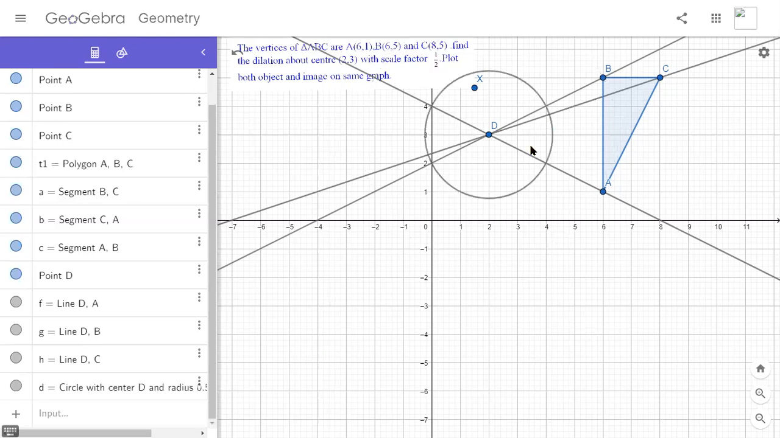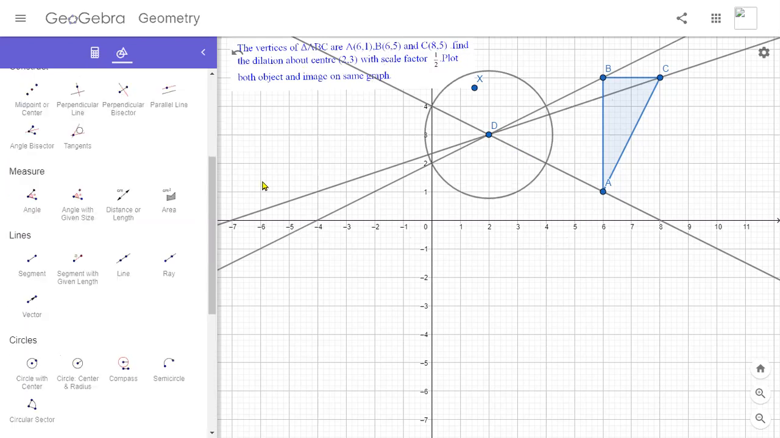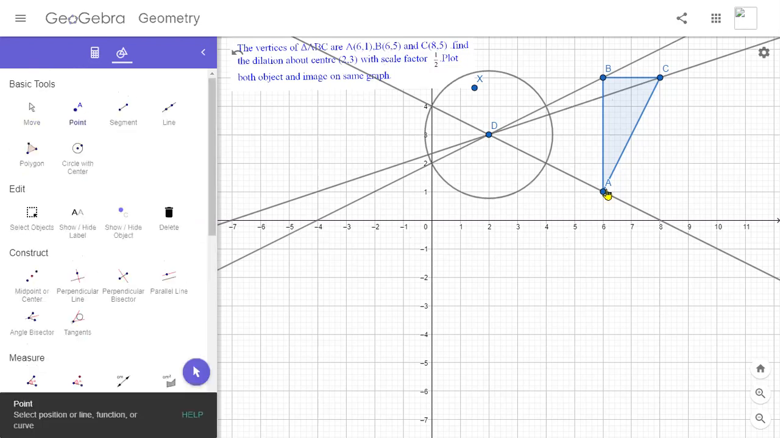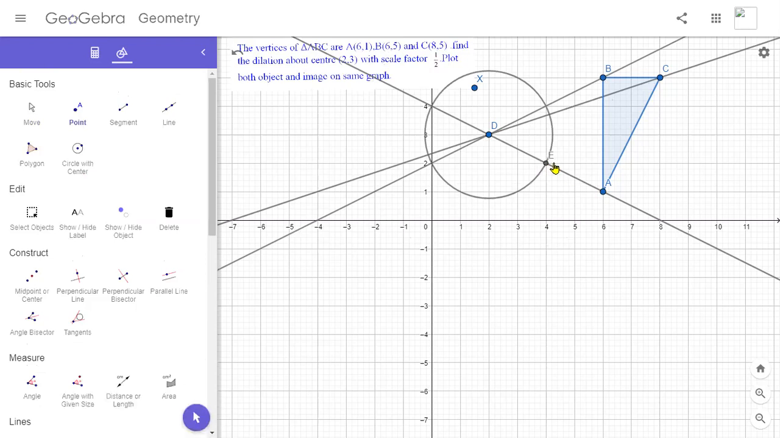Okay, this is the circle of the radius exactly half of DA. Let me mark the intersection point of this circle and the corresponding line. This point E is just the point of intersection of this line that passes through the vertex A and this circle with the radius exactly half of DA.